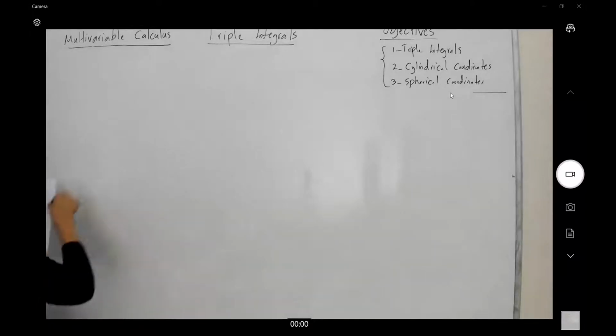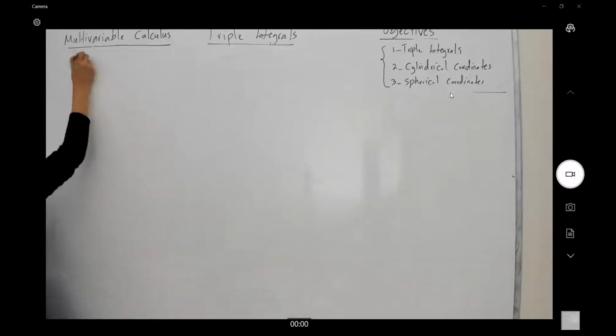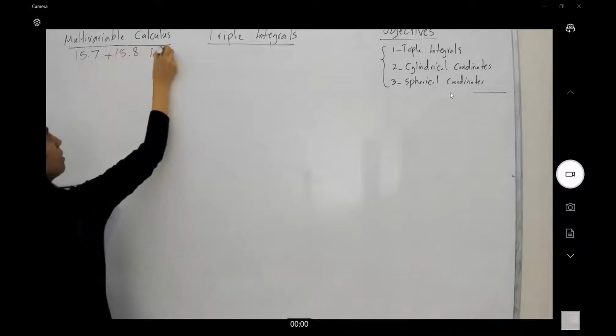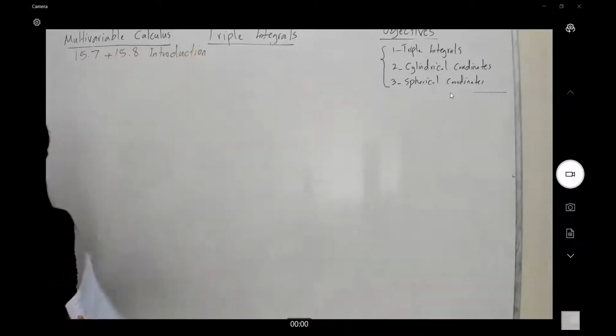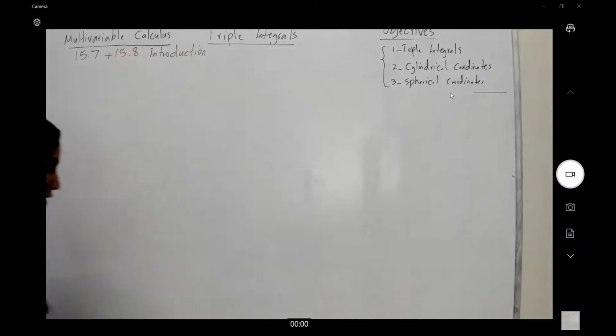On 15.7 and 15.8, Introduction to Cylindrical and Spherical Coordinates. 15.7 and 15.8. Introduction. We're going back and forth between the rectangular coordinate system, the spherical coordinate system, and the cylindrical coordinate system.